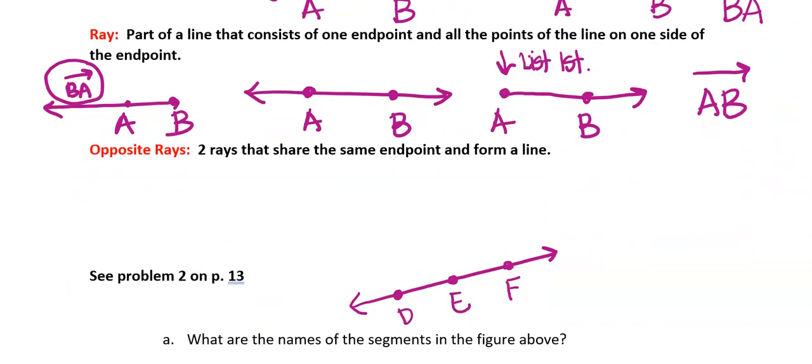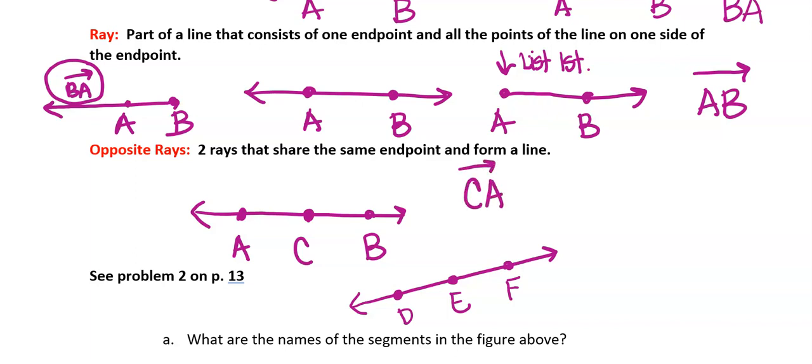Opposite rays are two rays that share the same endpoint and form a line. So when I look at this one, I'm going to put another point on this one. I'm going to have an A, a C in the middle, and a B. So when I look at this one, they share the same endpoint, and they form a line. So I'm going to say two opposite rays would be ray CA and ray CB. Okay, so here's their common point. One of the rays goes from that point to the right. The other ray goes from that point to the left. Notice my symbols both go to the right.